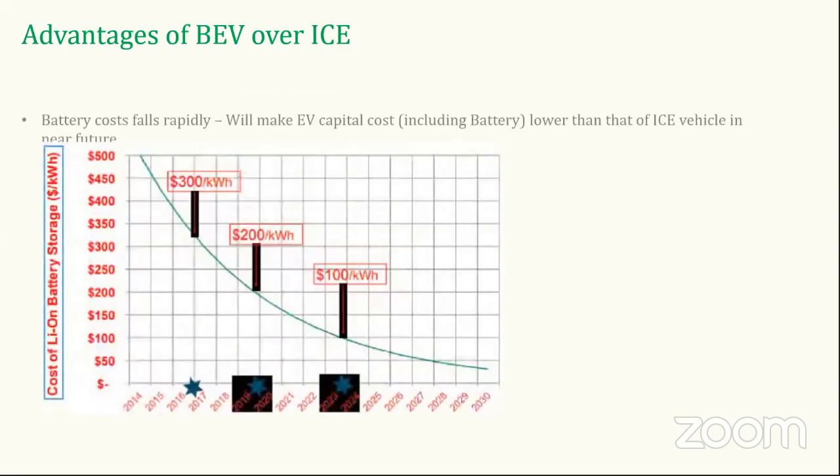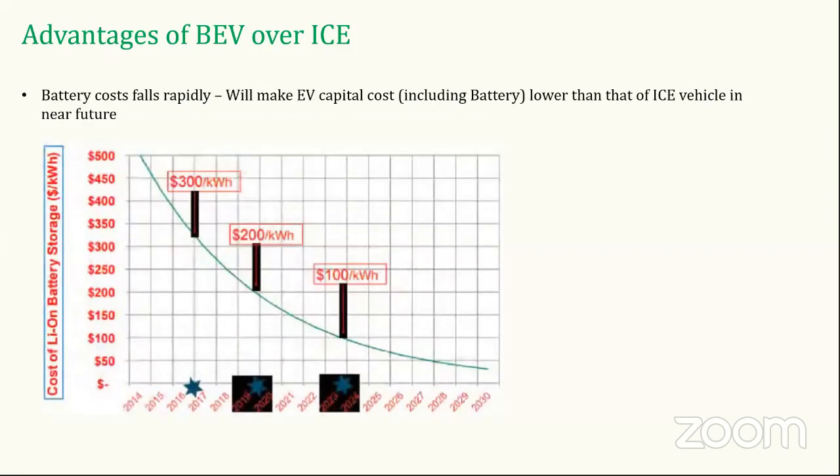So the next advantage is on the cost factor. As you could see, the cost of lithium ion battery in the year 2016-17 was around $300 per kilowatt hour, and now it is around $200 per kilowatt hour. And we forecast that the cost will further reduce in the year 2023 to 2024, ranging to $100 per kilowatt hour. So considering this, this will eventually make the electric vehicle capital cost, including the battery, lower than that of the internal combustion engine in the near future.